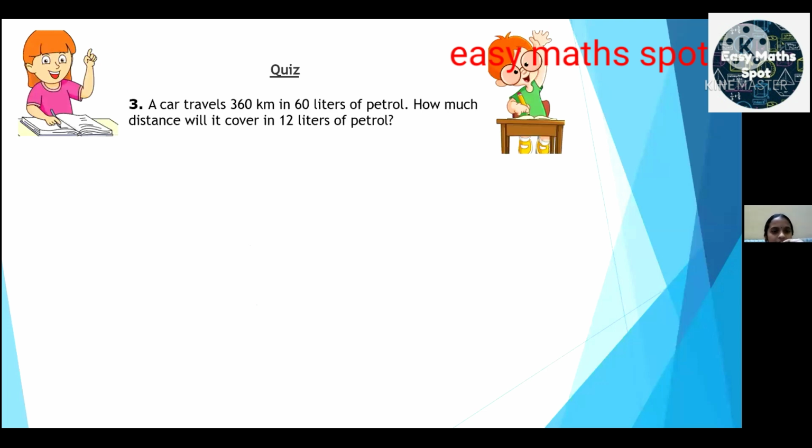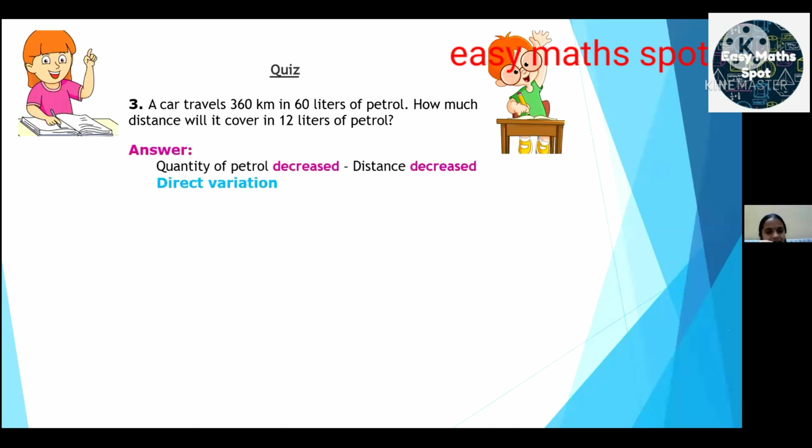Next question: a car travels 360 kilometers in 60 liters of petrol. How much distance will it cover in 12 liters of petrol? Can anyone tell whether it is direct or indirect? Direct. Answer is correct. It is direct variation because the quantity of petrol is decreased and the distance is also decreased.